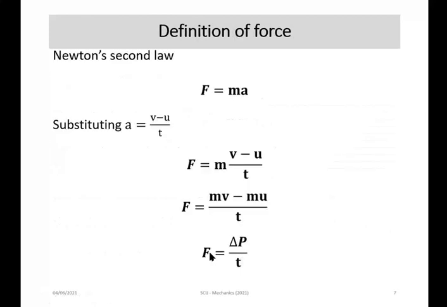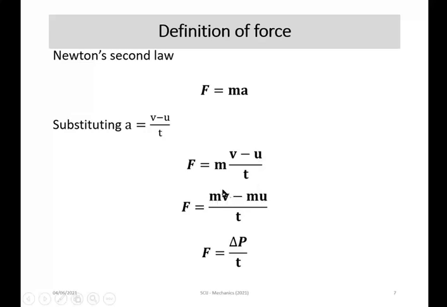Now, why is momentum so important? Let's go back to Newton's second law and see something interesting. The law states that force is directly proportional to the acceleration, and m is the constant of proportionality. So we have this simple equation: F equals ma. We also know that a is equal to the final velocity minus the initial velocity divided by the time taken. Let's substitute this into the equation and expand.